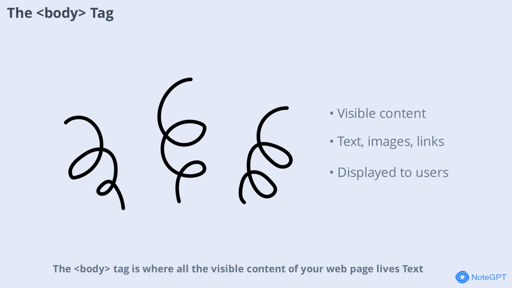The <body> tag is where all the visible content of your web page lives. Text, images, links, and everything users interact with are placed inside the body. This is the section that browsers display to visitors. Structuring your body content clearly makes your website easier to read and navigate, improving the user experience.